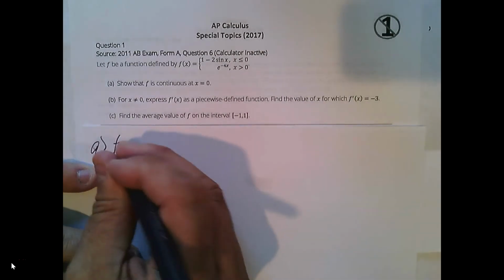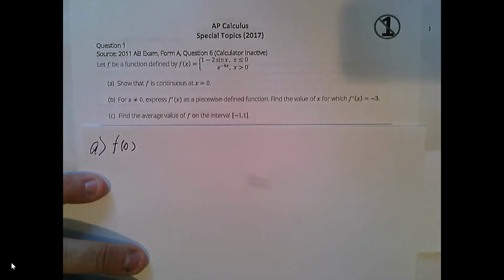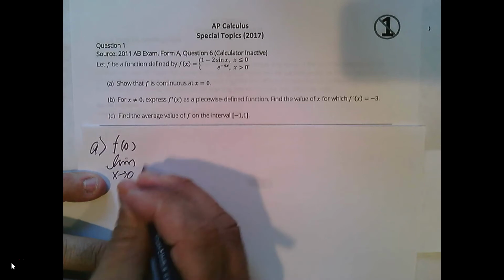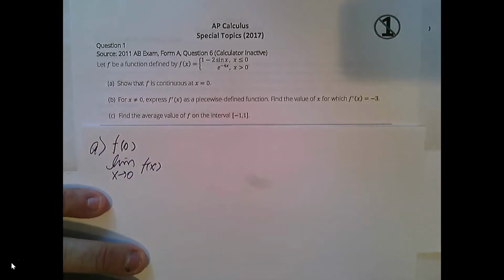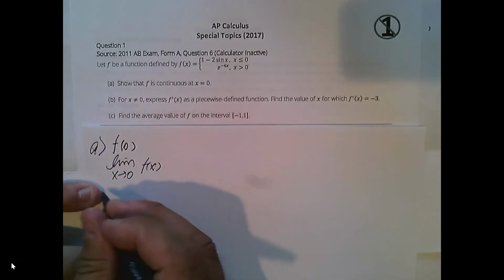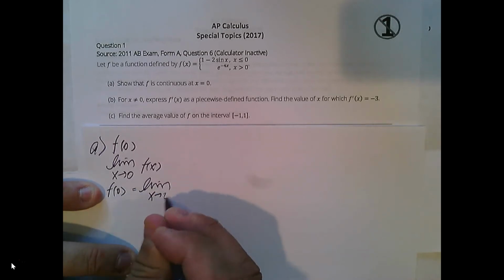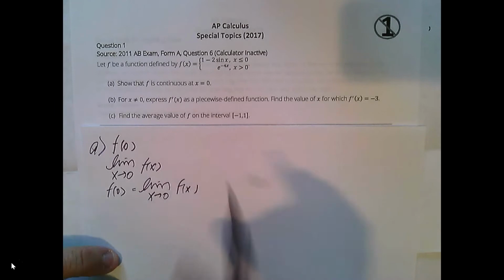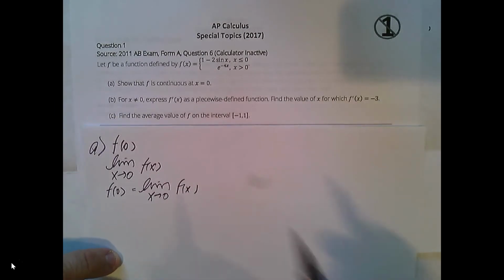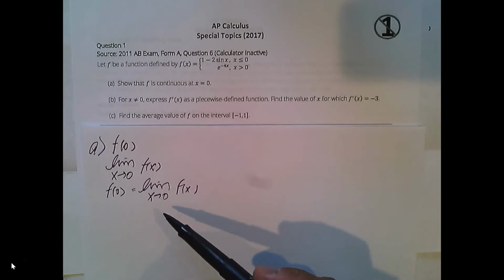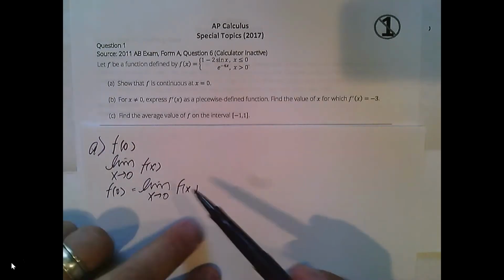Remember, it's a 3-step process. Find f of 0, show that it exists. Find the limit as x approaches 0 of f of x, show that that exists. And then make sure that f of 0 and the limit as x approaches 0 of f of x are the same. If any of these 3 conditions is not met, then the function's not going to be continuous.